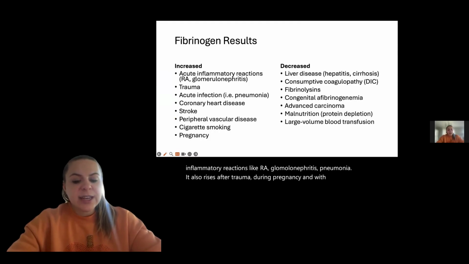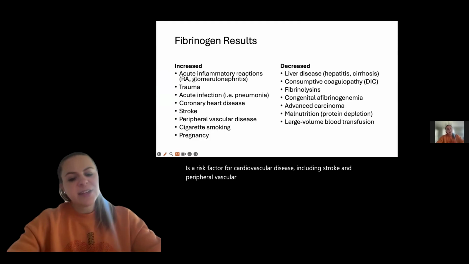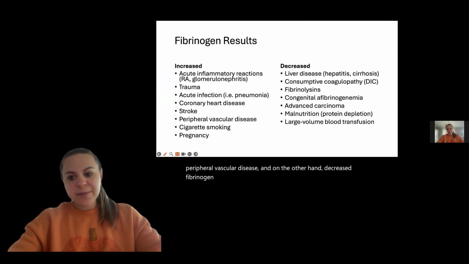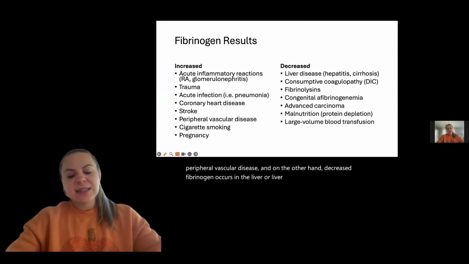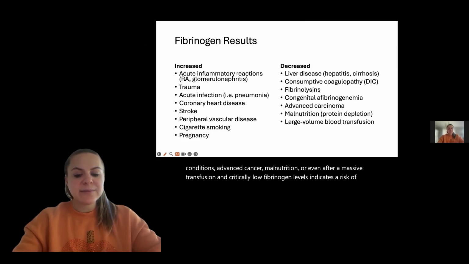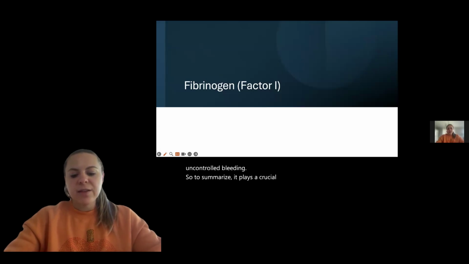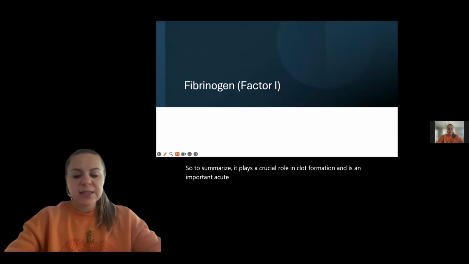High fibrinogen is a risk factor for cardiovascular disease, including stroke and peripheral vascular disease. On the other hand, decreased fibrinogen occurs in liver disease, DIC, congenital conditions, advanced cancer, malnutrition, or even after a massive transfusion. And critically low fibrinogen levels indicate a risk of uncontrolled bleeding. So to summarize, it plays a crucial role in clot formation and is an important acute phase reactant.